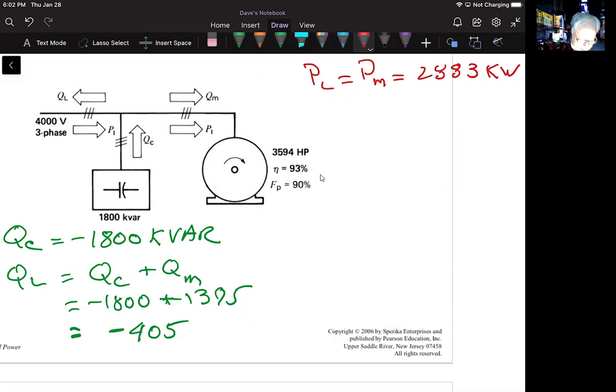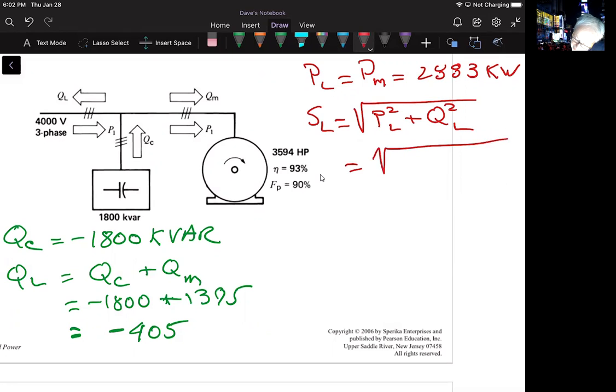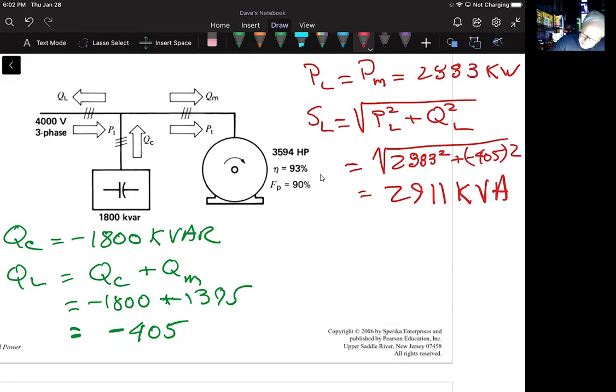Line supplied active power. So if we try to determine the line apparent power, it will be the active power of the line plus the reactive power of the line. And we know both of those numbers. We've calculated both of them. 2883 squared plus minus 405 squared. And so the total apparent power at the line is 2,911 kilovolt amps. That gives us part D.